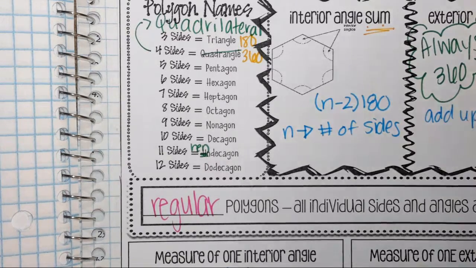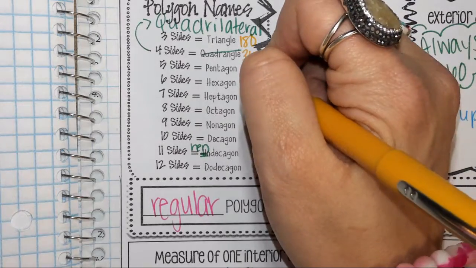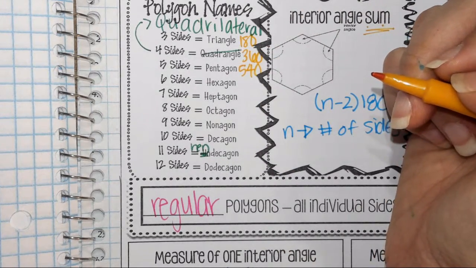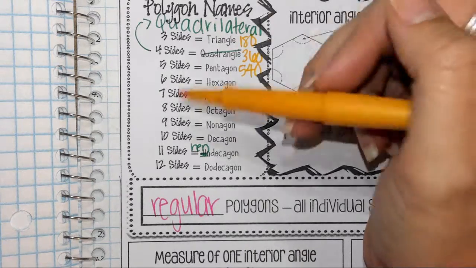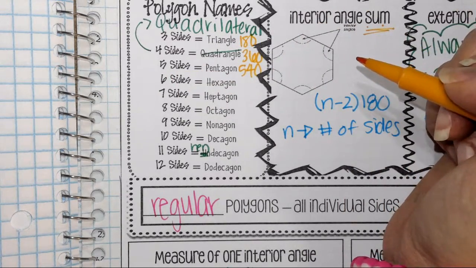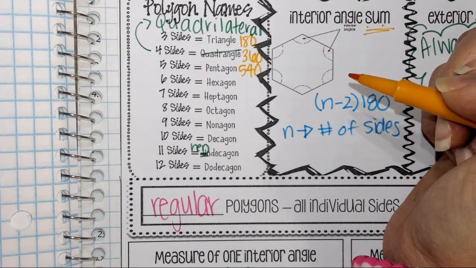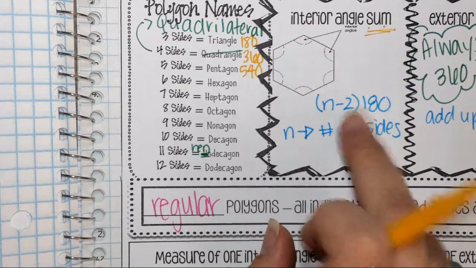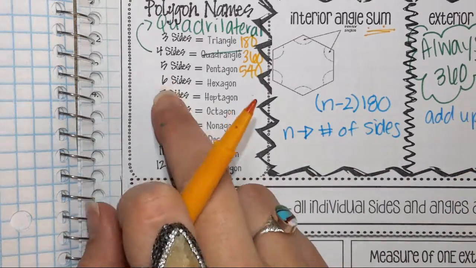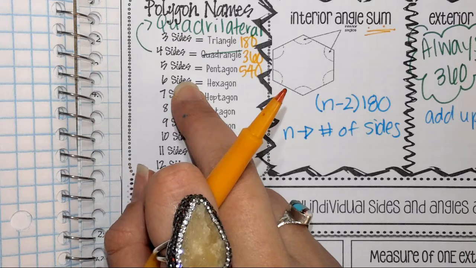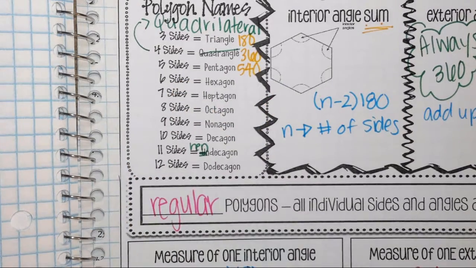Alright, what did we get for a pentagon? Do we need another minute on the rest? Okay, you do 5 minus 2, which is what? 3. And then you do 3 times 180, because this is our formula for interior angles. It tells you right here. Okay, so now for the next one, you're going to do 6 minus 2, which is? Okay, now do 4 times 180 in your calculator.